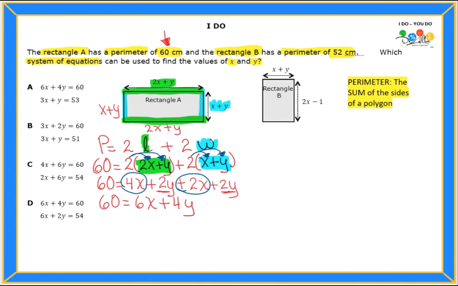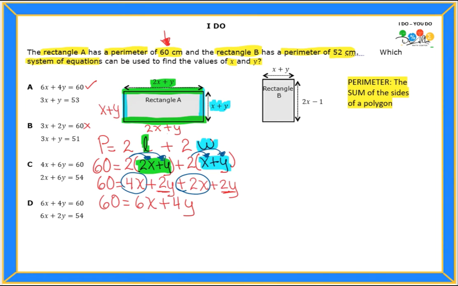So that will be my perimeter for rectangle A. If you look at the answer choices, you're already thinking, you know what, A matches this one, but not B. I don't see anything for B, right? What about C? Be careful with that because we have 4x, and in my problem, I don't have 4x. We have 6x.